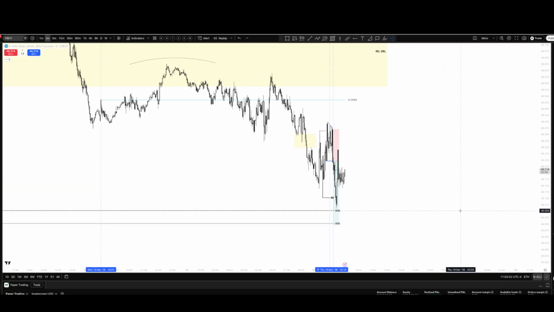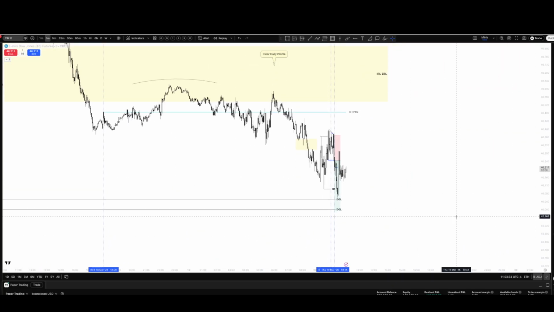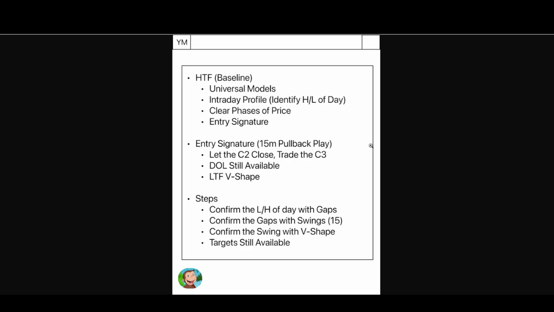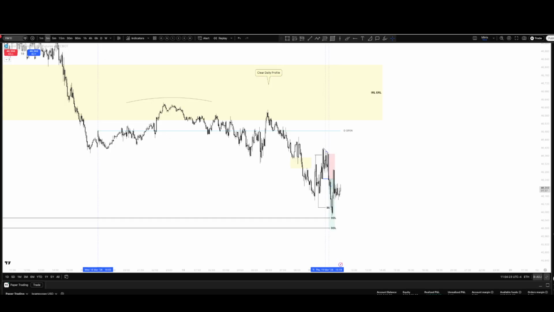And we just didn't get the delivery that we wanted, right? But everything else was good. So let's just go over the checklist in general to see what we could see. Universal models was an open high low, or universal models was IRL. ERL was aiming for those weekly lows, that was considered ERL. Intraday profile did have a nice and clean open high low close, where we opened high and we started to go and expand lower.